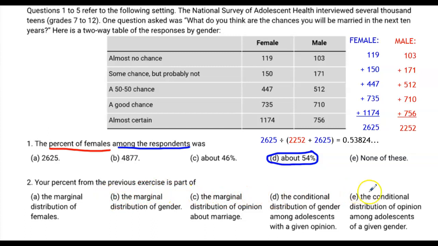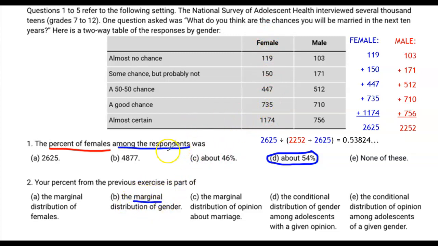For number two, the percent for the previous exercise is part of, and this is an example of what I was talking about during class, how some of the questions sort of look like all the answers are the same. The correct answer here is marginal, because we're not talking about females that have a 50-50 chance or males that have almost no chance. We're talking about all of the females, all of the people in this particular category. So the marginal distribution of gender, females versus males.